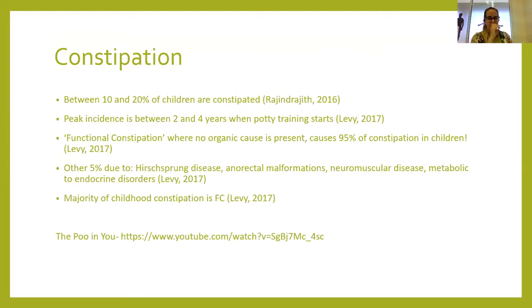So constipation actually affects between 10 and 20% of children. Its peak incidence is between 2 and 4 years, so obviously this is when the potty training starts. Functional constipation is where there's no reason for them to be constipated. There's no medical abnormality. There's nothing wrong with their structures. It's just that they're getting constipated. And this is 95% of constipation cases.